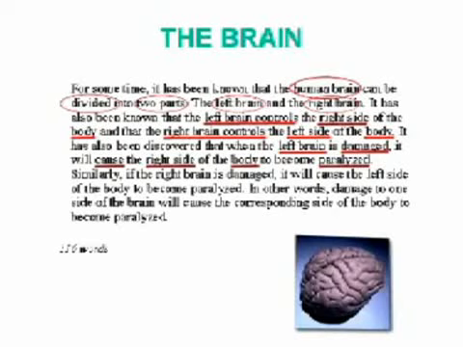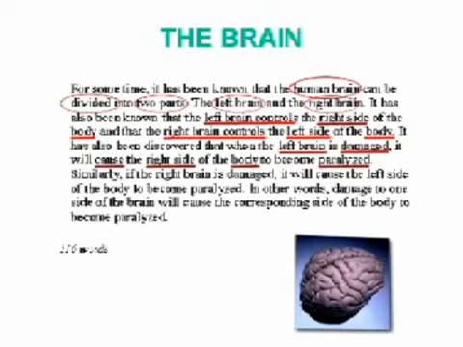Next, the next sentence says, it has also been discovered that. Again, that's not really relevant. It's just a way to open up the sentence. But what's really important is this. It says, left brain damage cause right side body paralyzed. Now the next sentence is, similarly, if the right brain is damaged, it will cause the left side of the body to become paralyzed.